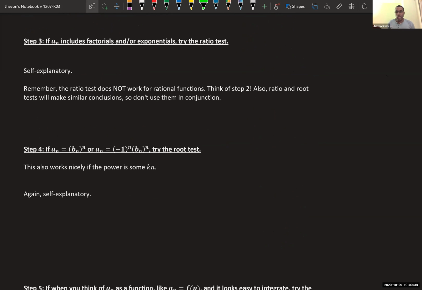If it includes factorials or a lot of exponentials, you might want to try the ratio test, right? We saw last time that when you had factorials, taking the ratio allows you to cancel off a lot of the common factors. So you can simplify things very nicely with the ratio test. So the ratio test comes in very nicely when you tend to have factorials and things of that sort, or maybe exponential functions that aren't geometric. Then the ratio test might work. Not all the time, but it would be something that you would think about.